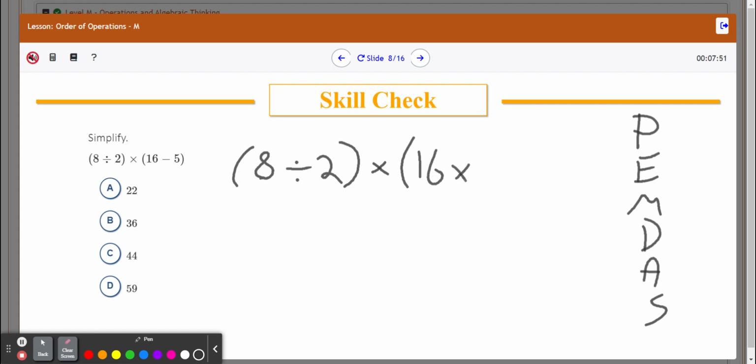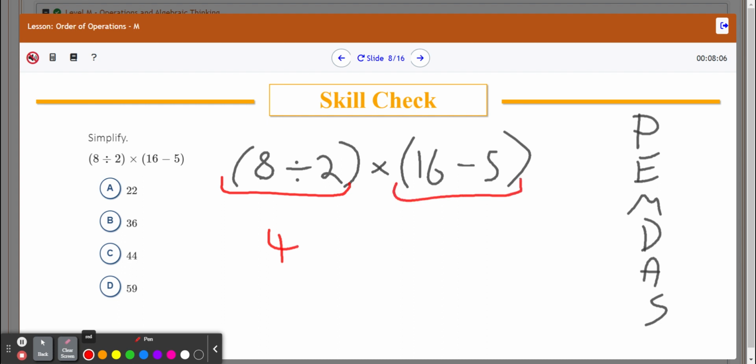Well, guess what? You do them at the same time. Parentheses are done at the same time. You don't go left or right. You solve the parentheses at the same time. So 8 divided by 2 is 4. 16 minus 5 is 11. And then bring it down. I'm done with my parentheses. So now I'm just left with one operation, 4 times 11. Well, 4 times 11 gives me 44.